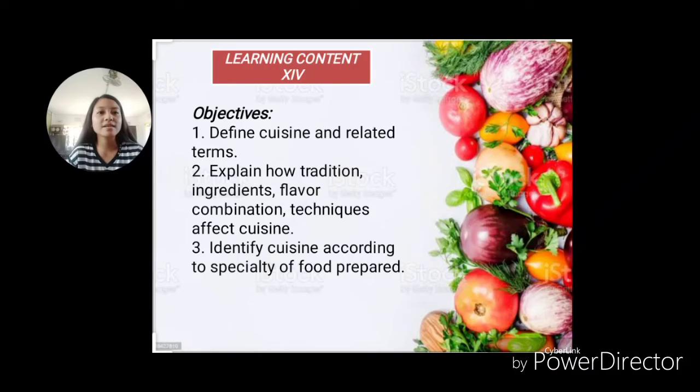Next is learning content 16. Objectives: define cuisine and related terms. Explain how tradition, ingredients, flavor combinations, and techniques affect cuisine. Identify cuisine according to the specialty of food prepared.